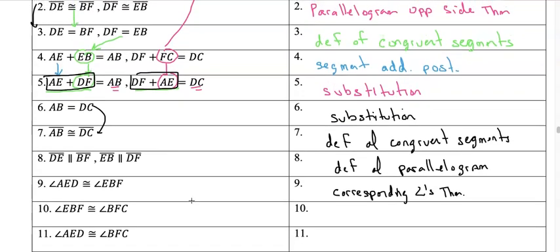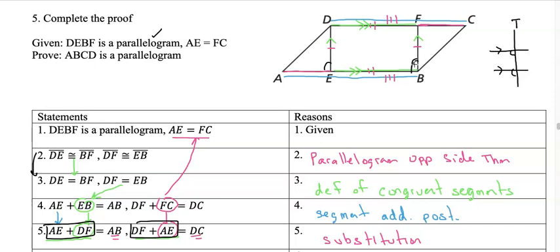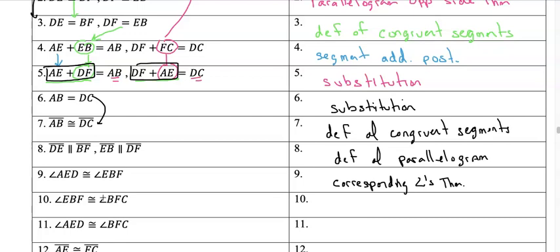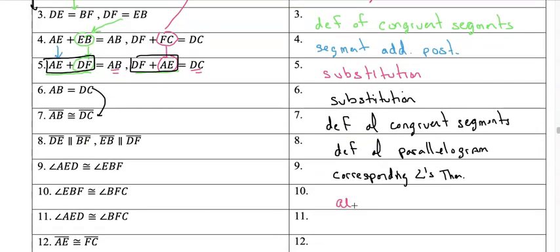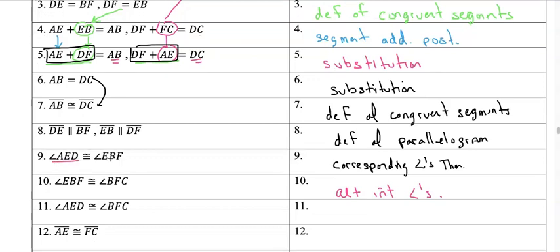All right, then it says EBF is congruent to BFC. Here's BFC, so it's this one. So I'm saying EBF is congruent to BFC. And again, here's my two parallel lines, DC and AB, and DF and EB, and you have a transversal going through. So now I'm referencing this angle and this angle, if you're looking at this diagram here, and this is alternate interior angles. All right, and then I got AED congruent to EBF, and then EBF is congruent to BFC, so therefore AED is congruent to BFC, and that's by the transitive property.